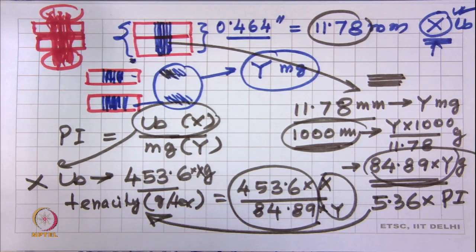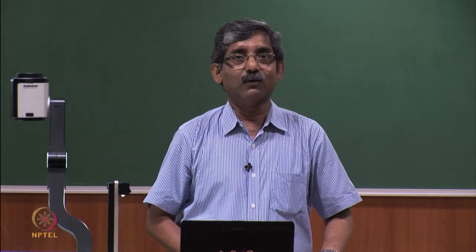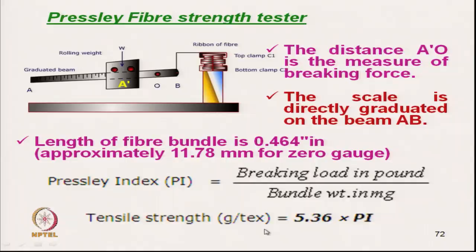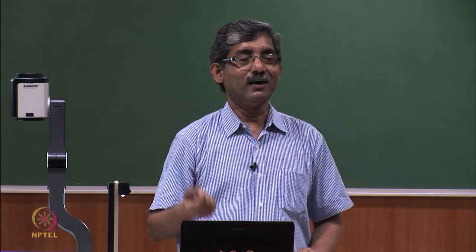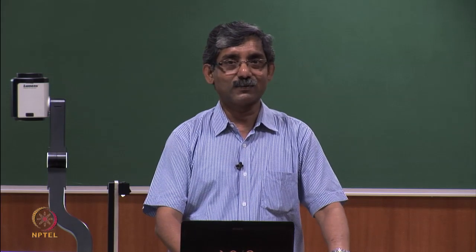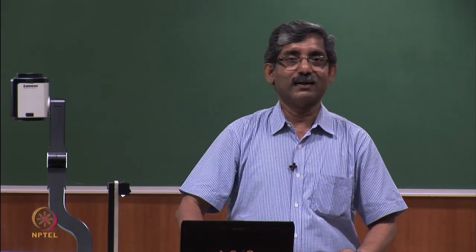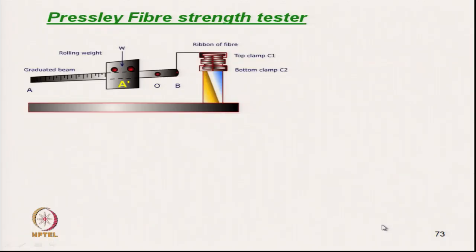So, this way we can calculate the relationship between the Presley index and the tenacity. Now, one can try: for 3 millimeter gauge length, what will be the relationship between Presley index and tensile strength? When in case of 0 gauge length it is 5.36, what will be the relationship between the Presley index and tensile strength in case of 3 millimeter gauge length? Okay. This we can derive.